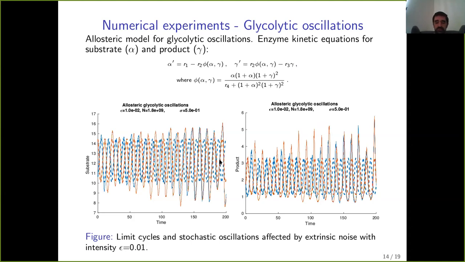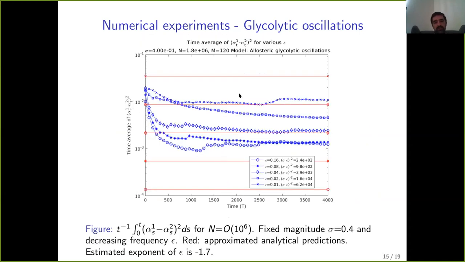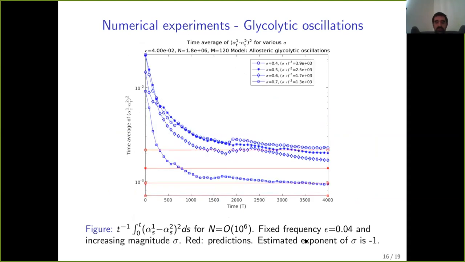In this case, we also somehow get the convergence to the expected values. The exponent for epsilon is -1.7, which is pretty okay, and the estimated exponent for sigma is -1. So what we have observed is that the exponents depend quite significantly on the particular model you are applying this technique to.